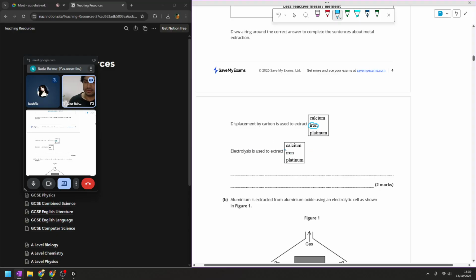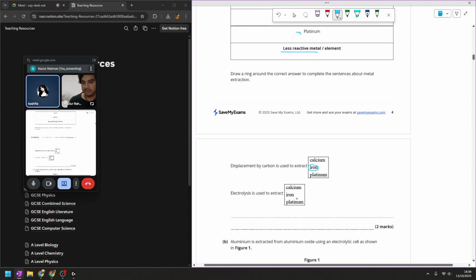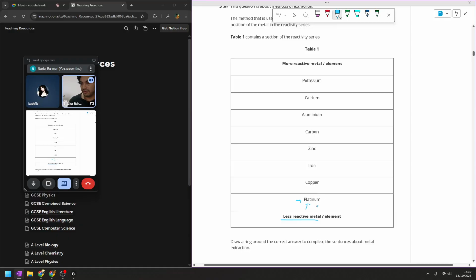And then electrolysis is used to extract which of these? Platinum. No, like I said, platinum is just a pure metal. You don't have to extract it. Platinum is the least reactive thing here, right? You're going to just find that in the ground as a pure metal. It's not going to react with anything. It's very unreactive, so there's no need to extract it.